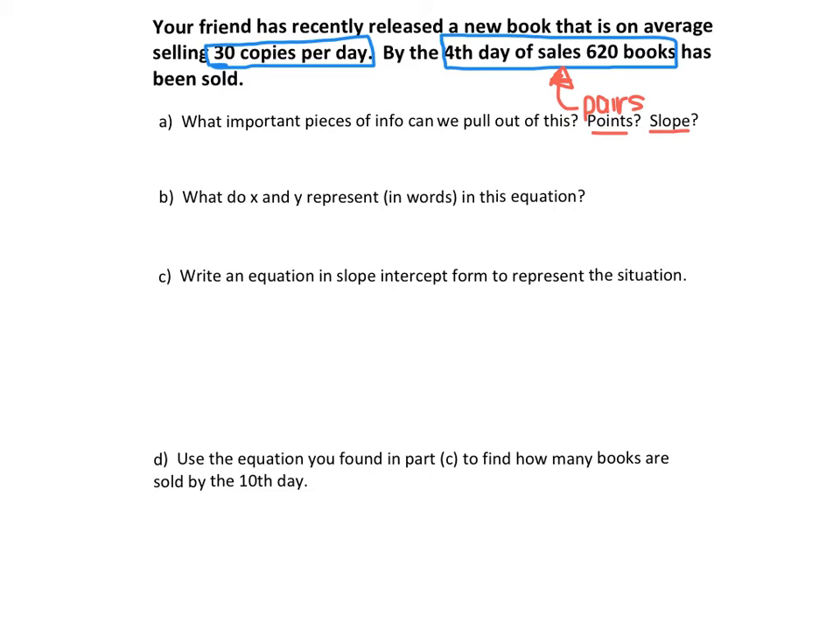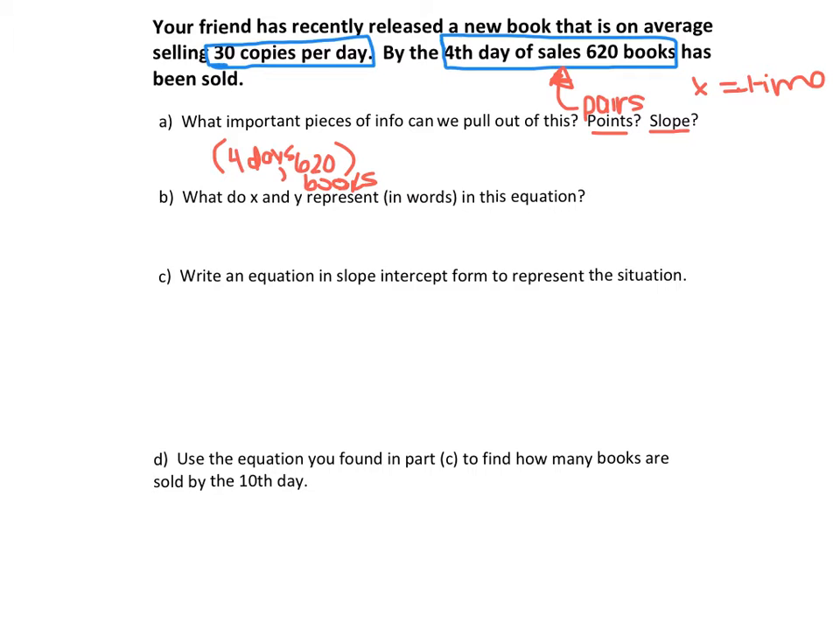Now remember, I have to figure out which one goes in the x-coordinate and which one goes in the y-coordinate. Remember, x is typically represented by time, and in this case, days is our time. So here in our coordinate, we have 4 days, comma, 620 books. So that's a piece of paired information.